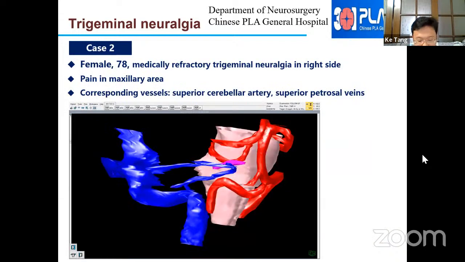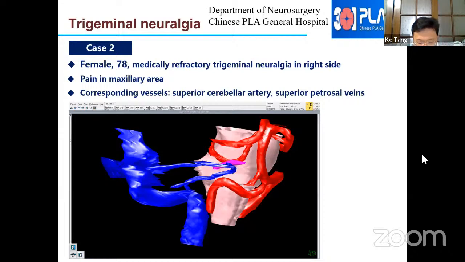Case 2, female, 78 years old. She has medically refractory trigeminal neuralgia on the right side, and the pain is located in the maxillary area. The three-dimensional neurovascular anatomy shows the relationship between the trigeminal nerve and corresponding vessels. The corresponding vessels were a superior cerebellar artery and the superior petrosal vein.